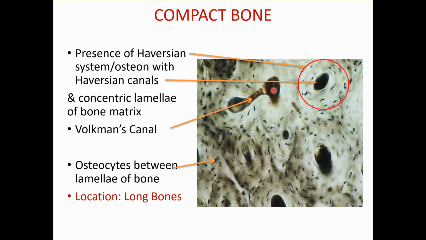Now if you have one Haversian canal and another Haversian canal, the communication between the two is called Volkmann's canal, okay. Here you can also see osteocytes between the lamellae of bone, okay.